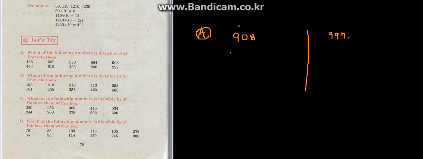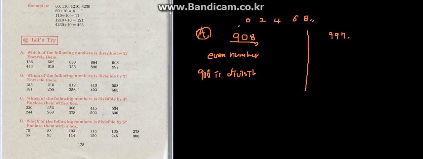So here, is this number divisible by 2? Yeah, it's an even number. This number is even because the last digit is 0, 2, 4, 6, or 8, right? So if the last digit is 8, then this is an even number. Then we could say this number is divisible by 2, right? Yes, 908 is divisible by 2.